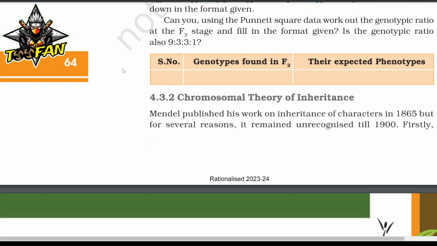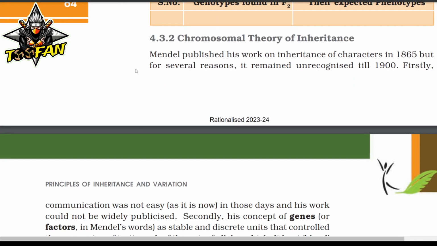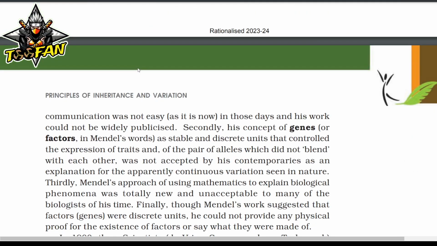Chromosomal theory of inheritance. Mendel published his work on inheritance of characters in 1865, but for several reasons it remained unrecognized till 1900. Firstly, communication was not easy in those days and his work could not be widely publicized. Secondly, his concept of genes or factors as discrete units that control the expression of traits, and of pairs of alleles which do not blend with each other, was not accepted by his contemporaries as an explanation for the apparently continuous variations seen in nature.